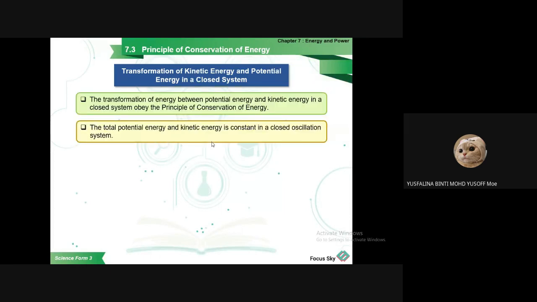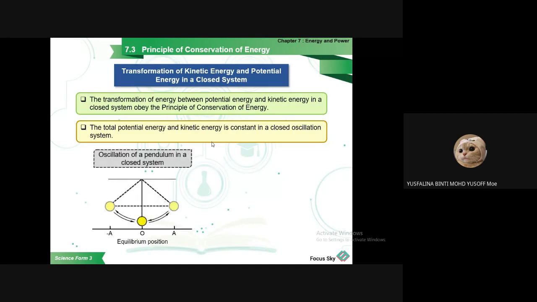The transformation of energy between potential energy and kinetic energy in a closed system obeys the principle of conservation of energy. A closed system means there is no external force. Only these two forces are applied to the system. You don't give any other type of force to the system. So that is a closed system. The total of kinetic energy and potential energy is constant in a closed oscillation system, which means there is no change. Let's say 50 joule of kinetic energy, 50 joule also for the potential energy.